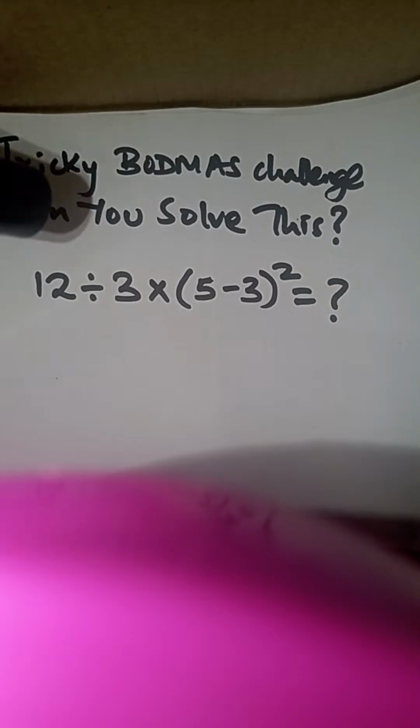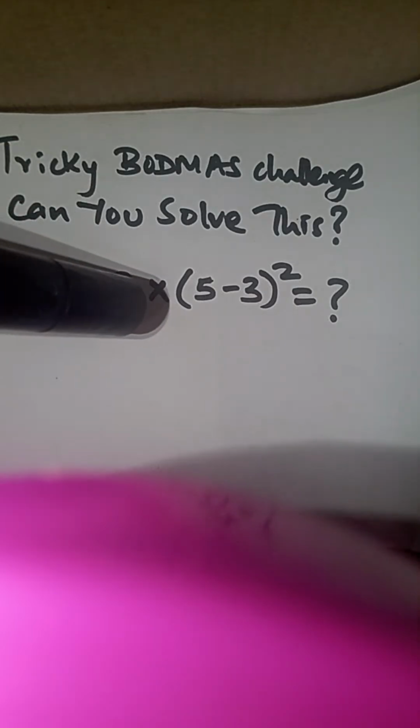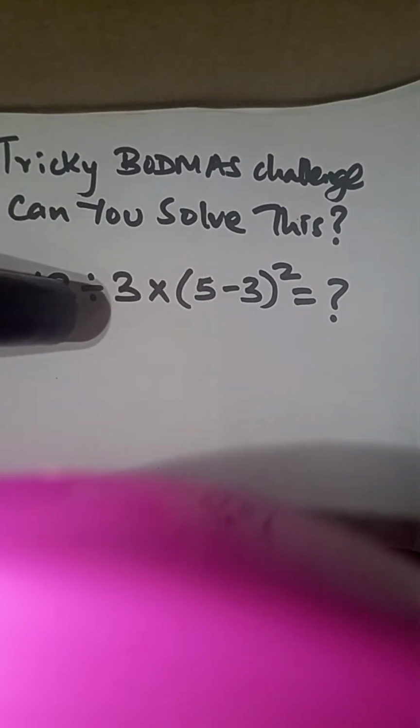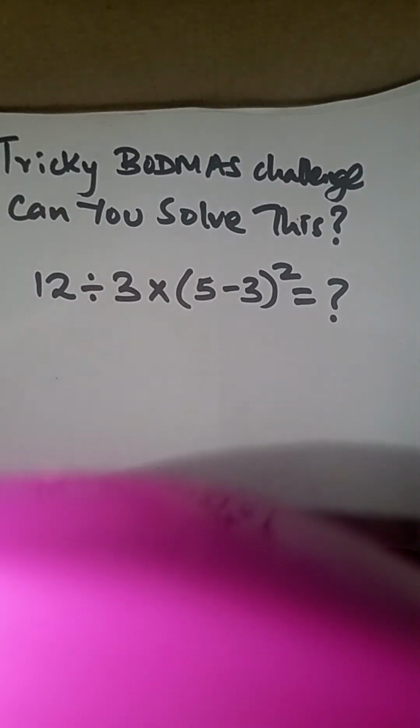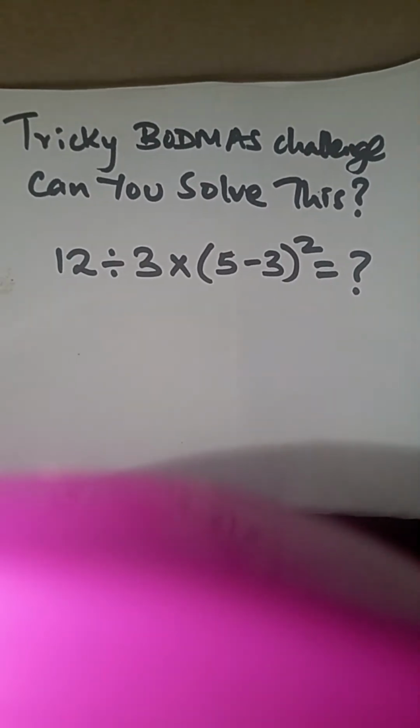So for this case, you are told that 12 divided by 3 times 5 minus 3 squared. So what do you think the possible answer to this tutorial is?